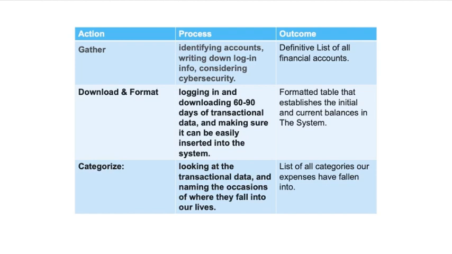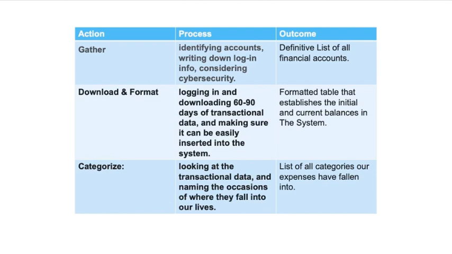The third thing is to categorize. This is where we look at each transaction and name the occasions in our lives where those transactions fall. This will give us all the categories our expenses have fallen into, and I have a list of categories for reference.